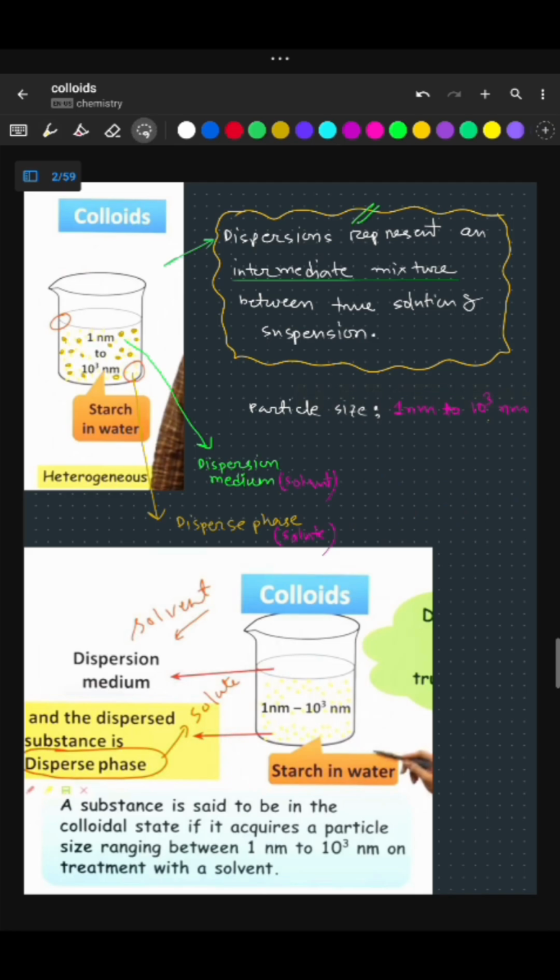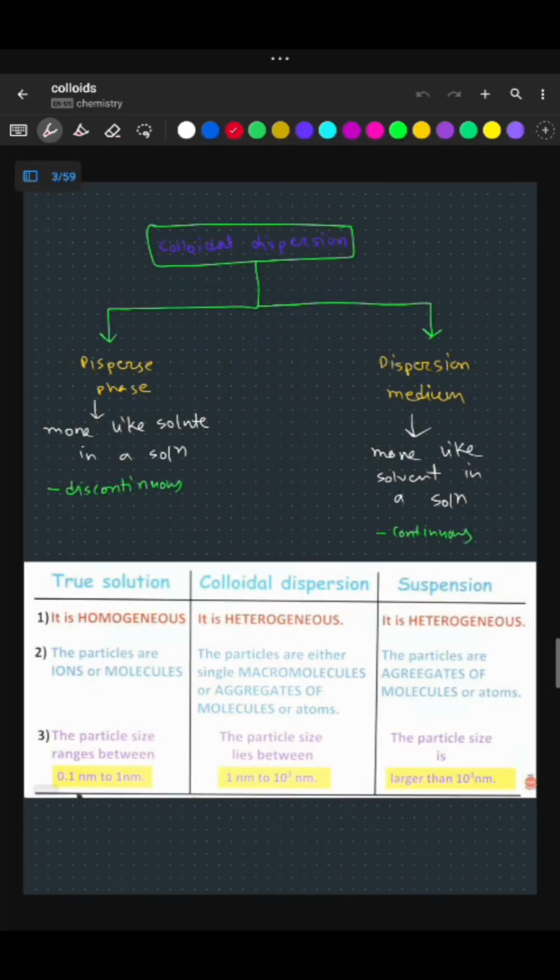After that, what we can see is that I've given a definition here. A substance is said to be in the colloidal state if it acquires a particle size ranging between 1 nanometer to 10 to the power 3 nanometer on treatment with a solvent. And I've said everything, that this dispersion medium is more like solvent, and this dispersed phase is more like solute in a true solution. So this was the part describing the colloidal solution. And if I give you a chart about what resides in colloidal dispersion, I've told you before, it is divided into two phases.